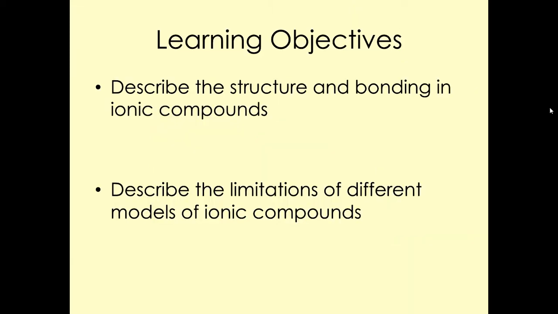Our learning objectives for today: you need to be able to describe the structure and bonding in ionic compounds, which leads on from the last lesson. And also you need to be able to describe the limitations of different models of ionic compounds.